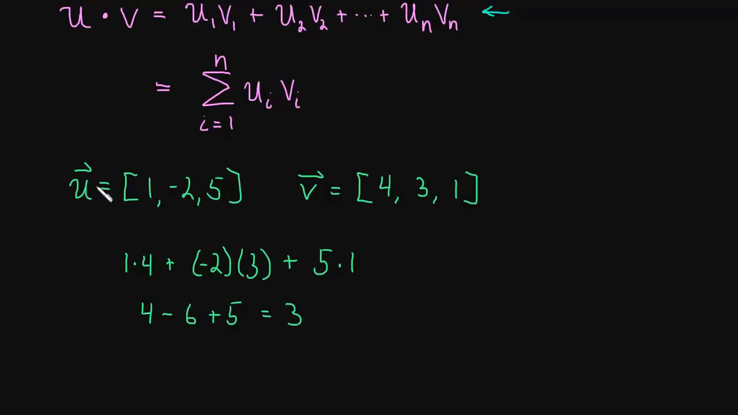So maybe what I should have written was, this is u dot v. u dot v is equal to this. We're taking u1 times v1 plus u2 times v2 plus u3 times v3, and then we're just simplifying the numbers, and it comes out to 3. So this maybe seems a little bit bizarre, but we'll see in the coming videos why this dot product is really useful. See you then.